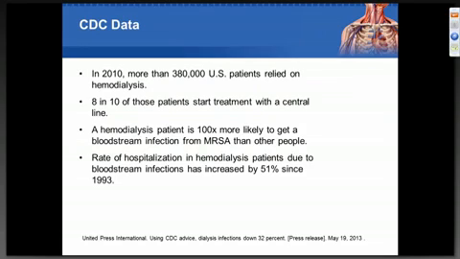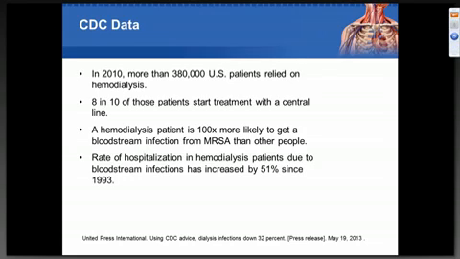CDC data updated in 2010 reminded people that 380,000 plus US patients relied on hemodialysis. 8 in 10 of those patients started treatment with a central catheter. As you already know, this is how you start. We don't put in fistulas on day one, and we don't put in tunneled catheters for long term on day one. So they pretty much start in this scenario. A hemodialysis patient is 100 times more likely to get a bloodstream infection from MRSA than other people. I was surprised at that. I thought they were high, but this is quite a bit higher.